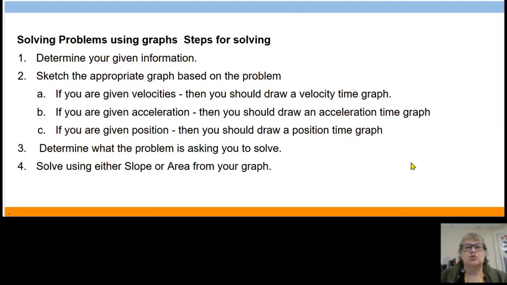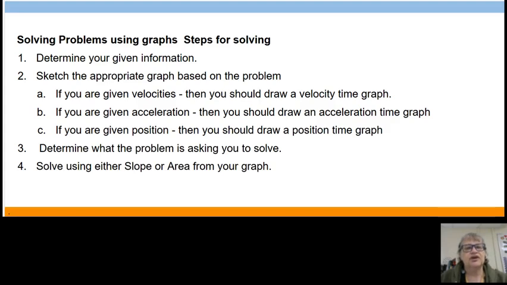When you're solving these problems, the first thing you want to do is determine what you're given for information. Are you given distances? Are you given positions? Or are you given velocities, or are you given accelerations? Then sketch the appropriate graph. Now, it says sketch. It doesn't say make out a grid and all that kind of stuff. You just have to kind of sketch it out a little bit.